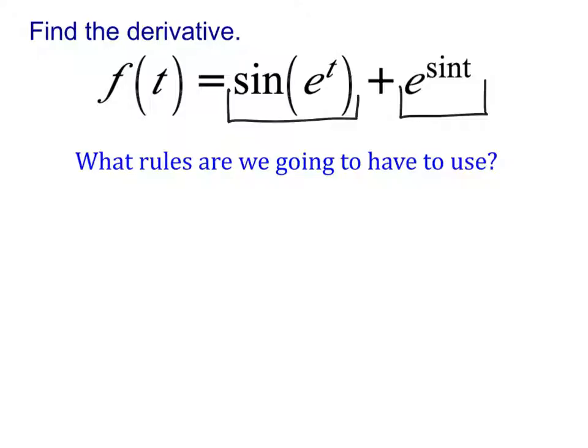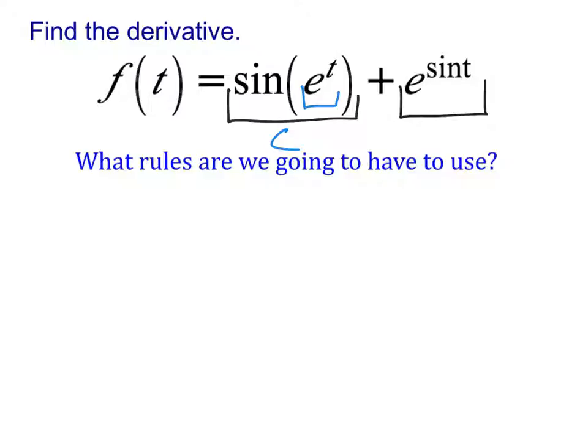All right, so for the sine of e to the t, what rule am I going to need to use there? Chain rule, yes. Because in doing this one, it's not sine of x or sine of t. It's sine of a function. So it's sine of e to the t. That means that this e to the t is going to be the inner function, and then sine is the outer. And it looks like that will be enough. So for the first one, it's just going to be chain rule.